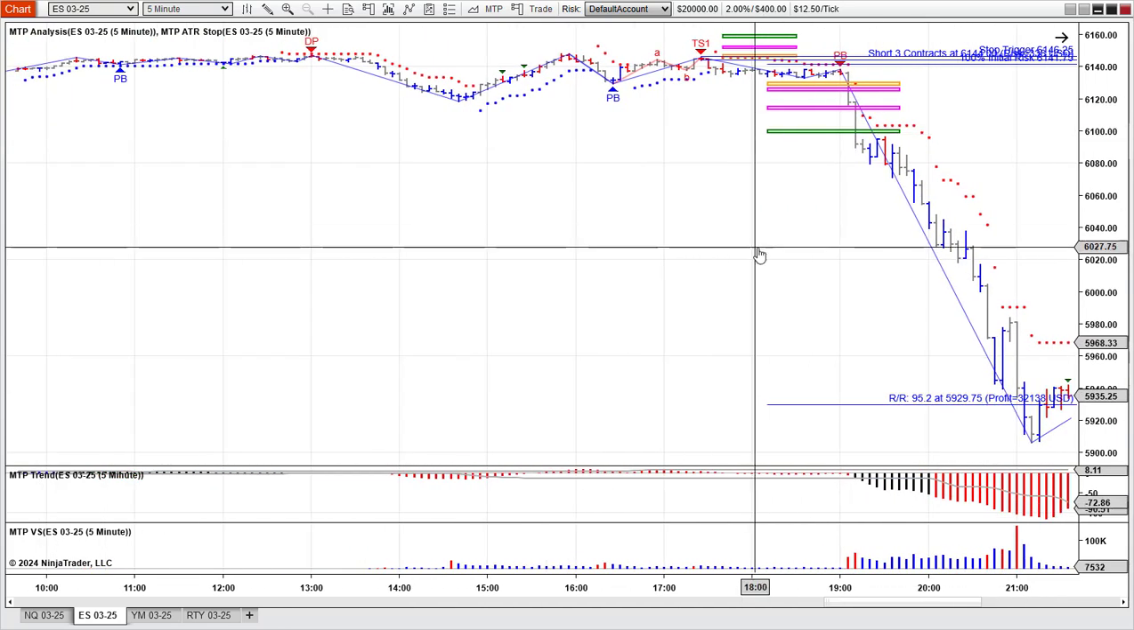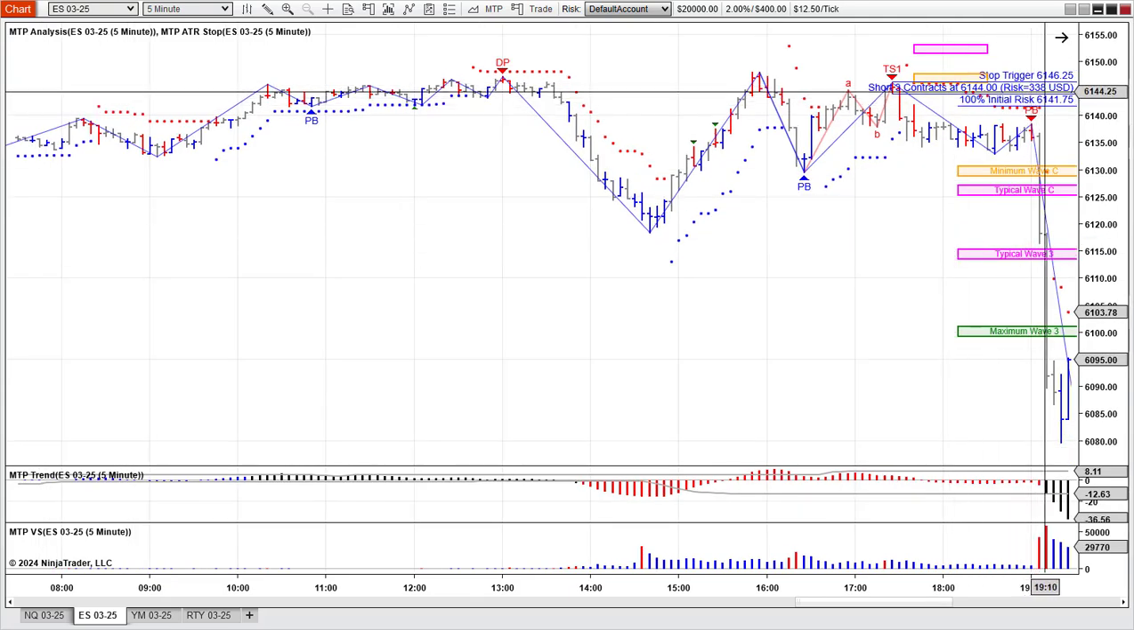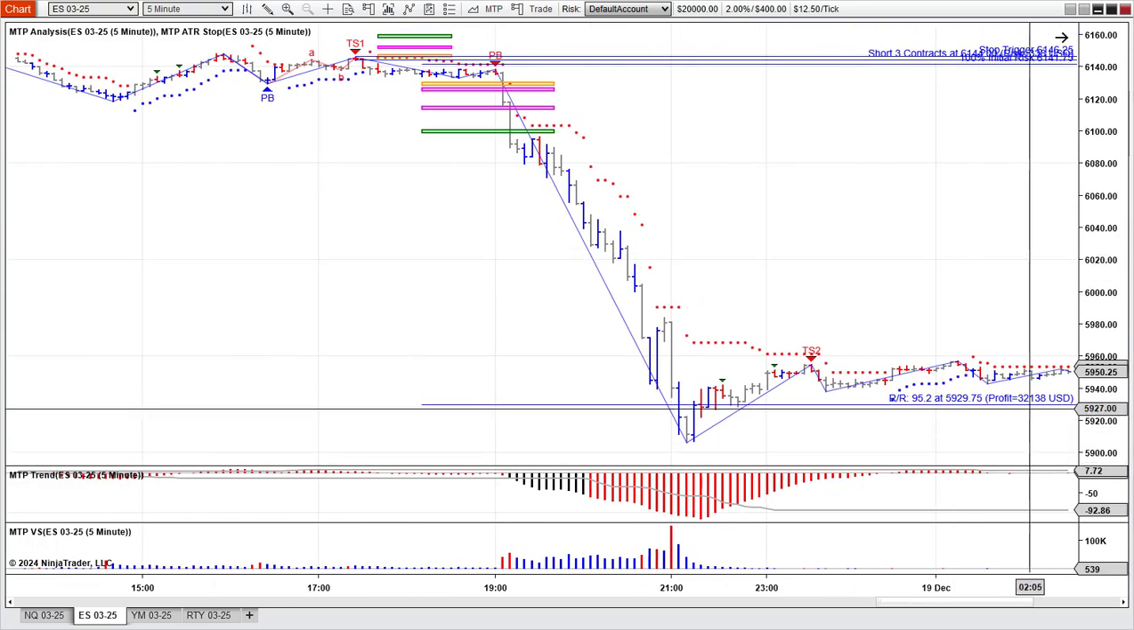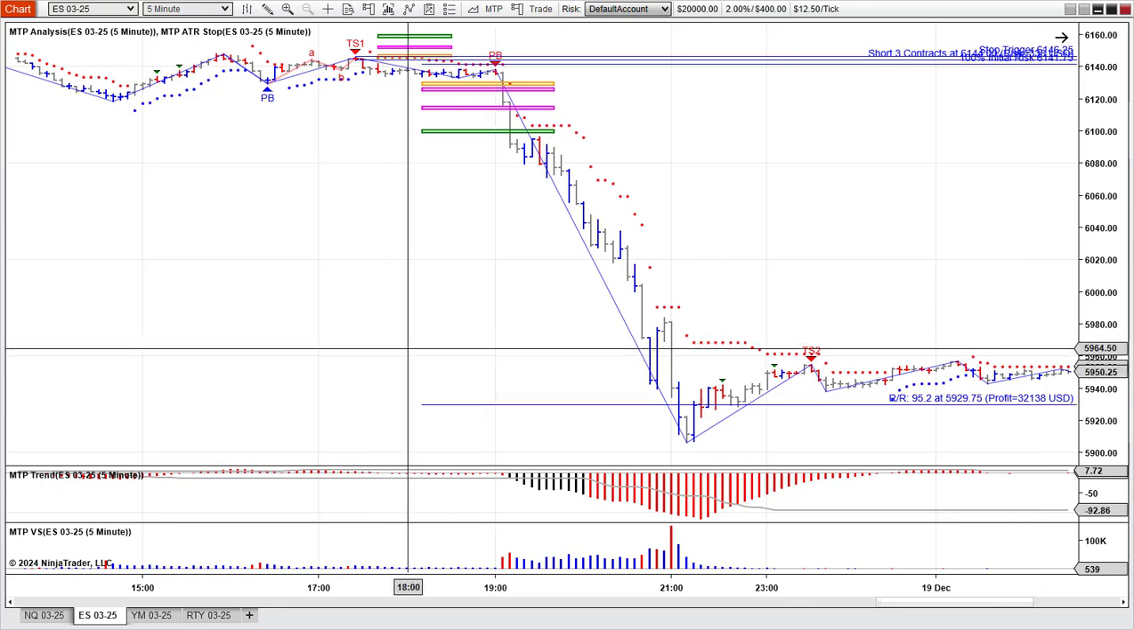So in other words, it would have changed an initial risk of $338, which is less than 2% of a sample $20,000 account, into $32,000. That was an absolutely incredible trade.